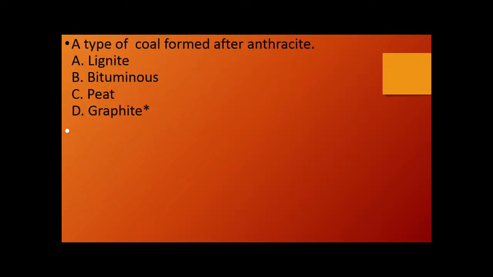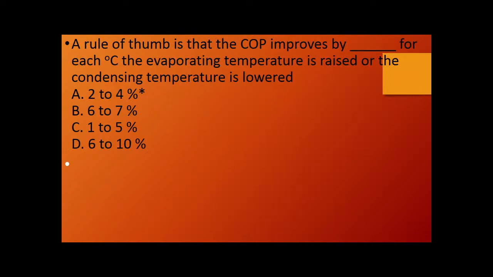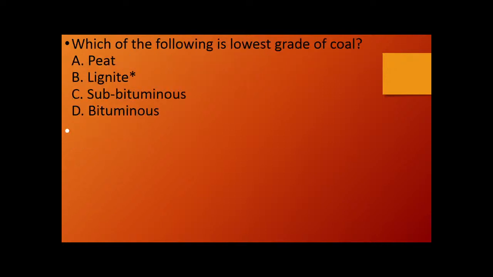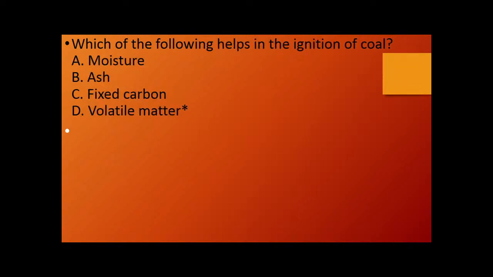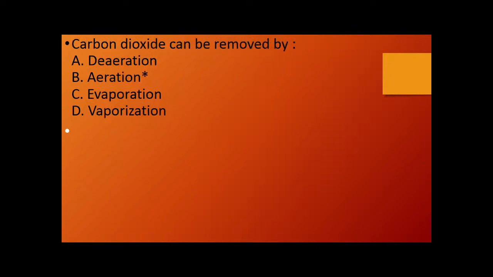A type of coal formed after anthracite, answer, graphite. A rule of thumb is that COP improves by, answer, 2 to 4% for each degree Celsius the evaporating temperature is raised or the condensing temperature is lowered. Which of the following is lowest grade of coal? Answer: lignite. Which of the following helps in the ignition of coal? Answer: volatile matter. Carbon dioxide can be removed by, answer, aeration.